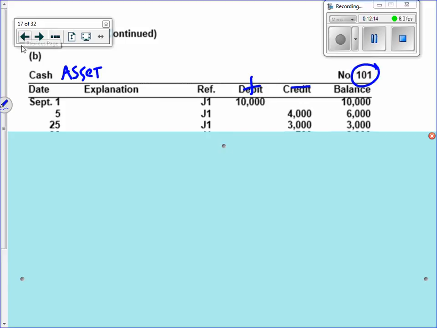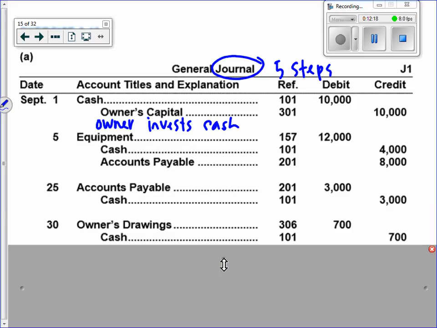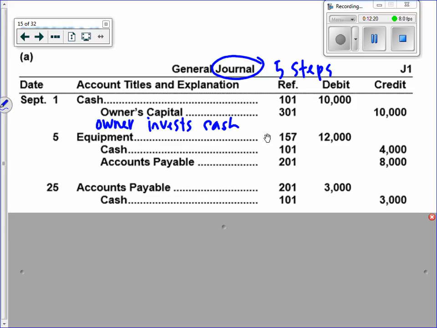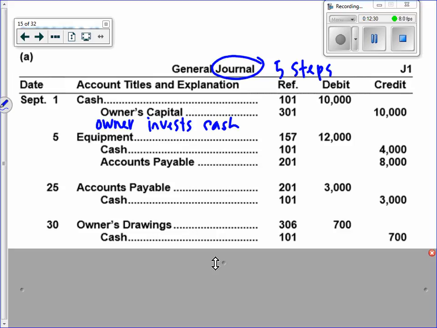Taking that 101 back to the journal. Do we have one more to do? Yes. Okay, you'll notice my answer key doesn't put in the explanations. Are you putting them in? Okay, thank you. So on the last one, we're going to see the owner take money out of the business. How is that one worded? Could someone read that one? Okay, who did? The owner.